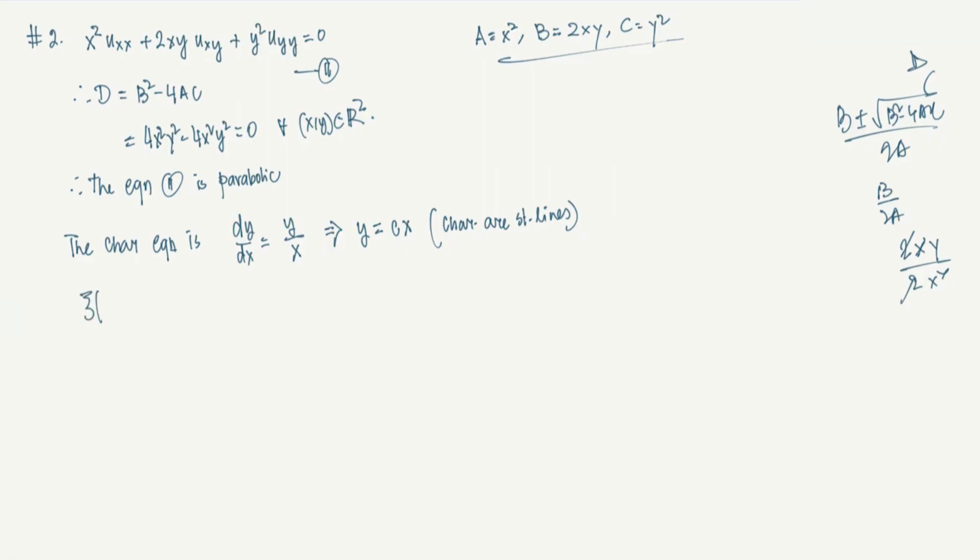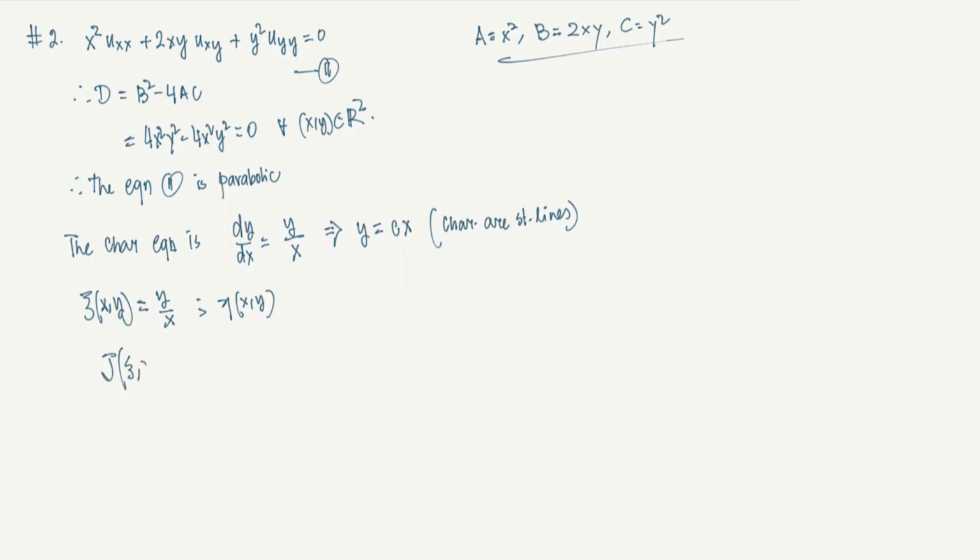The first transformation which we are going to choose is xi of x y, which is y by x. That's quite easy, right? Now we have to find out the other transformation. I have to find out what eta of x y is. What is our requirement? We want xi and eta such that the Jacobian of xi and eta should be non-zero.